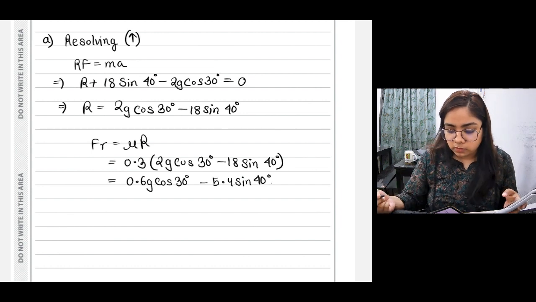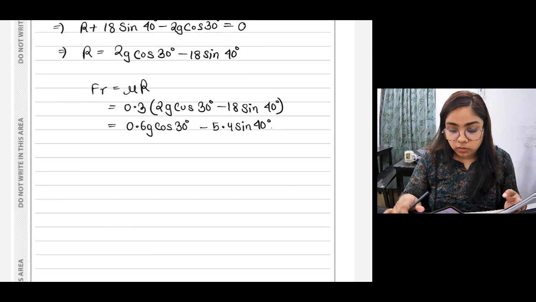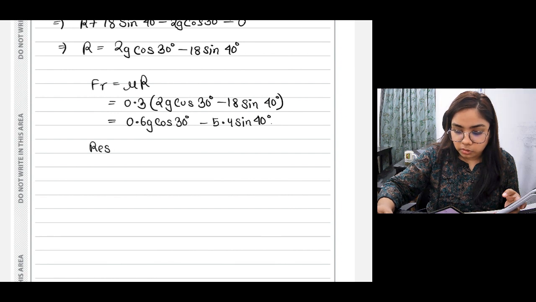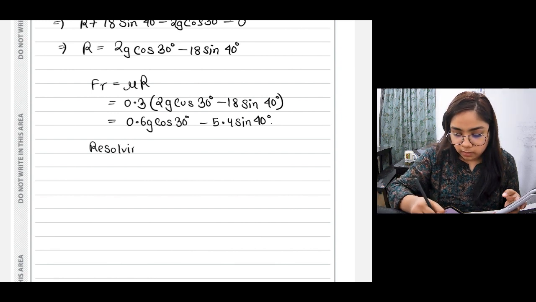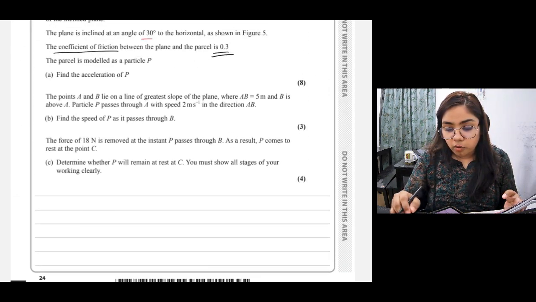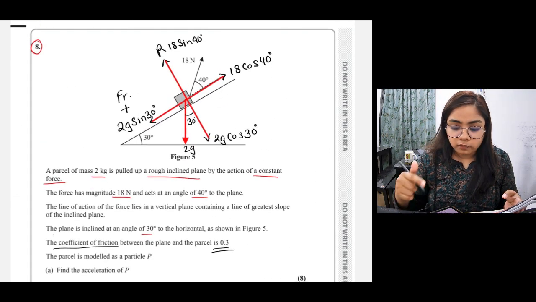Okay, now we'll move on to resolving horizontal forces. There we had an acceleration, so we cannot write the right side of the equation as 0 directly. So resolving horizontally, now you have resultant force equals mass times acceleration. In the forward direction, or up the plane, you have this 18 cos 40, and in the backward direction, you have this 2g sin 30 and friction.